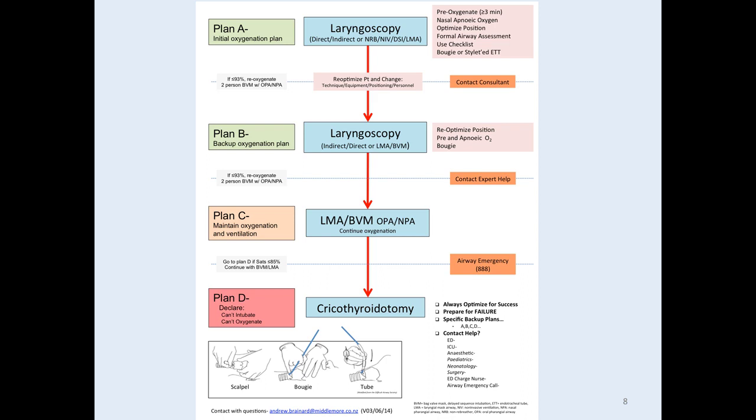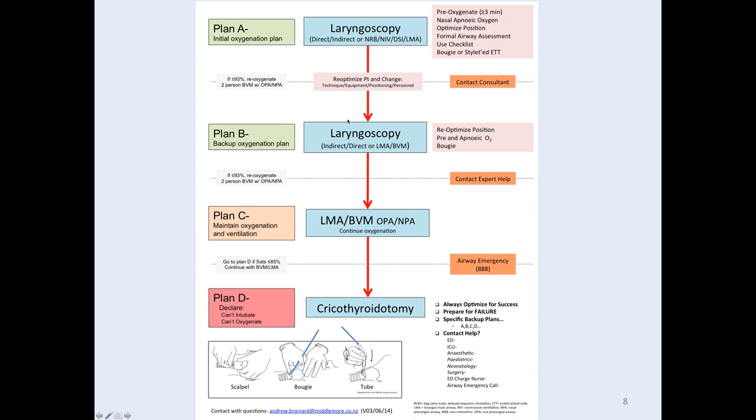And through our airway courses, we teach this airway algorithm, which has been modified from the Difficult Airway Society algorithm. We strongly encourage people to make and vocalize a plan A, plan B, plan C, and plan D, all with the emphasis on oxygenation. An example plan A would be laryngoscopy.